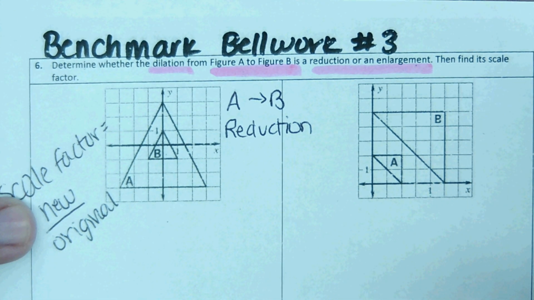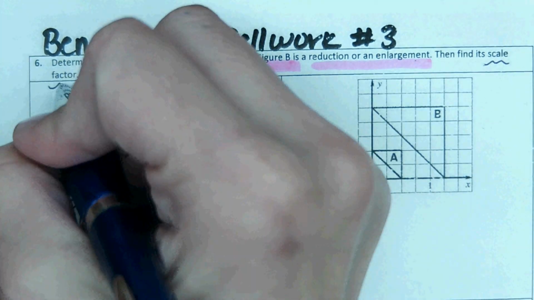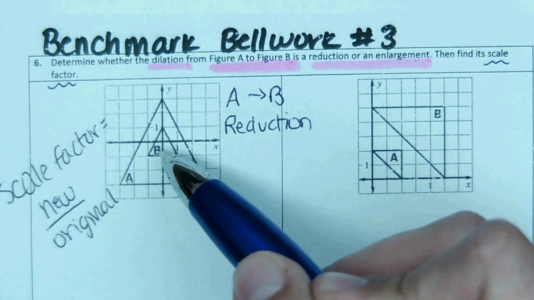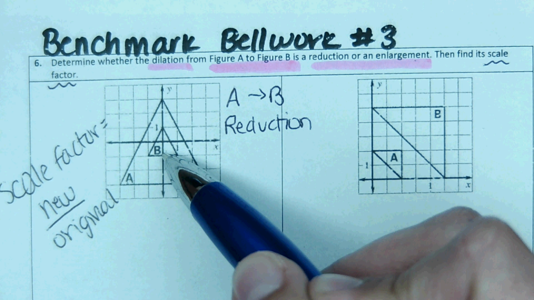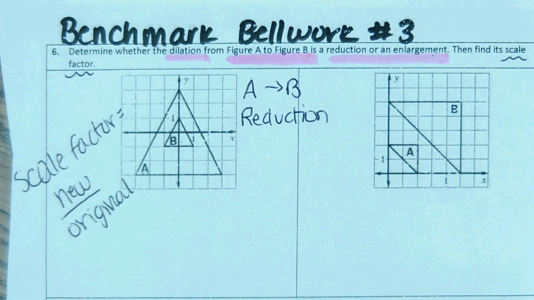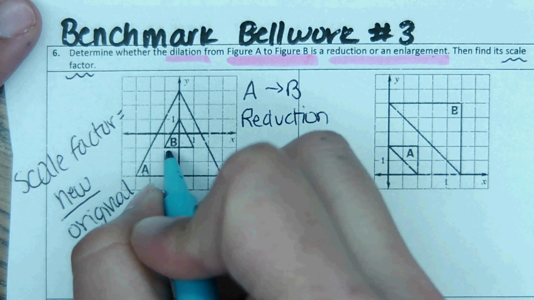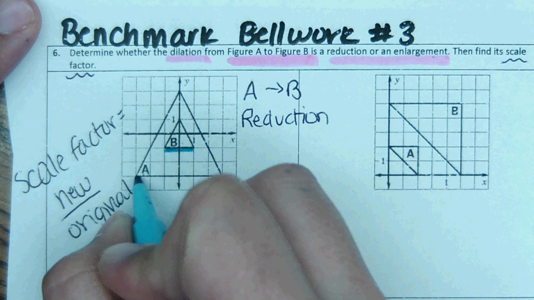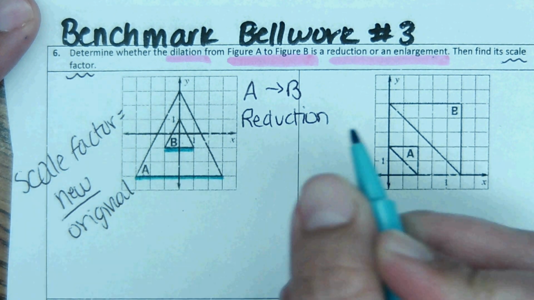And then it says find its scale factor. Scale factor is how much bigger or smaller the other shape is from the original. In this case, it's going to be how much smaller, like how many times smaller. To determine that scale factor, you choose a dimension like side length, and you compare the two side lengths of it. So I'm going to choose this corresponding side to this corresponding side.